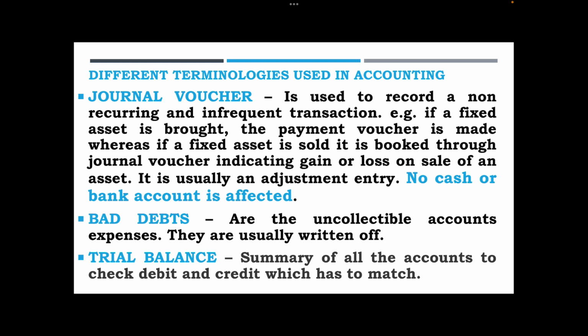तो next is the general voucher. General voucher is used to record a non-recurring and infrequent transaction. For example, if a fixed asset is bought, the payment voucher is made for this fixed asset. Now, if it is sold, then it is booked through the general voucher indicating the gain or loss on sale of an asset. जैसे पहले बताया, if you are selling the fixed asset x plus 1, then that 1 will be your capital gain which will be booked through the general voucher.